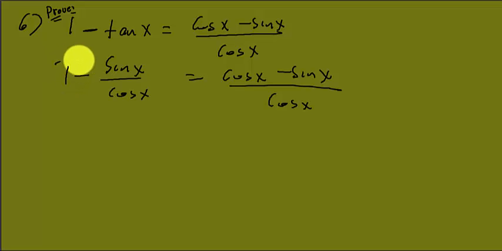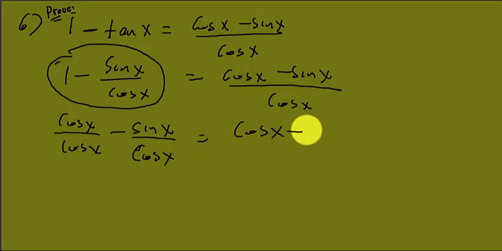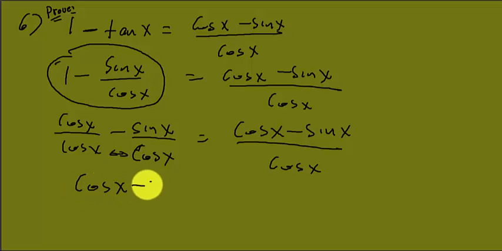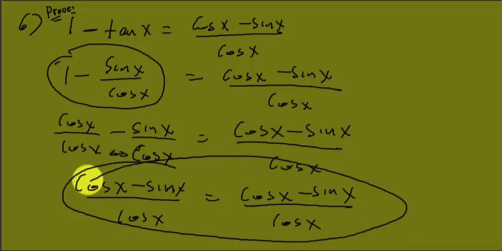Now I have to add these two fractions. My common denominator is cosine x, so I'm going to write this as cosine x over cosine x minus sine x over cosine x. That's equal to cosine x minus sine x, all that over cosine x. Now since the denominators are the same, I can write this as cosine x minus sine x, all that over cosine x, and that's the same thing as cosine x minus sine x over cosine x. So see, they're true. I'm done.